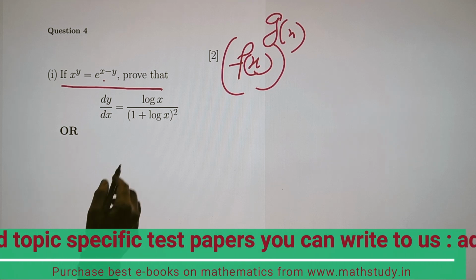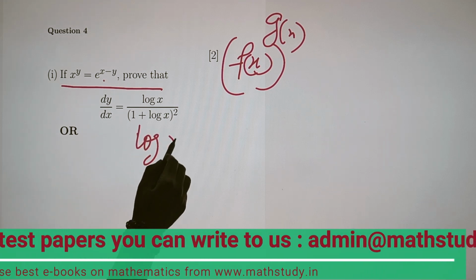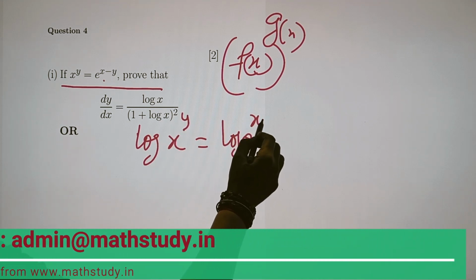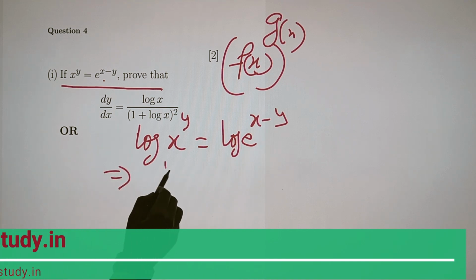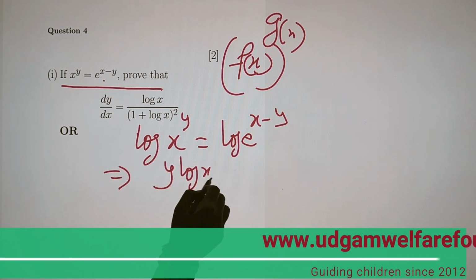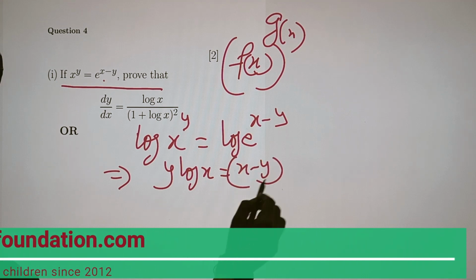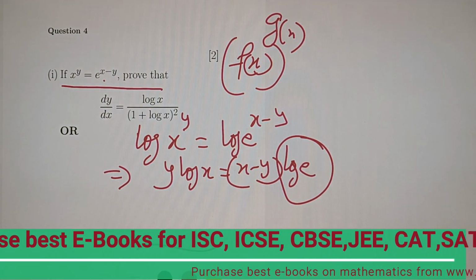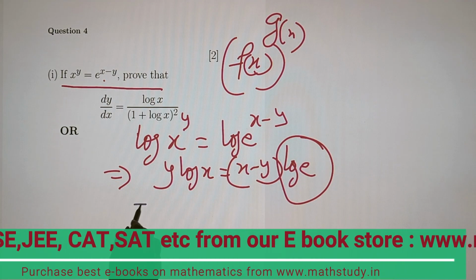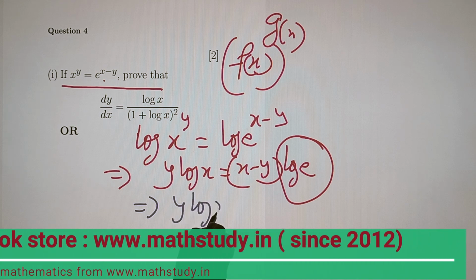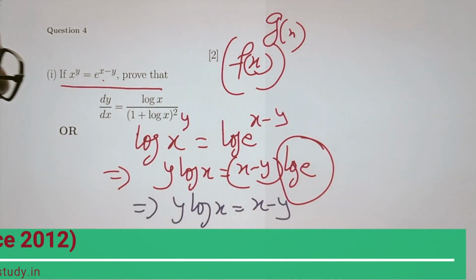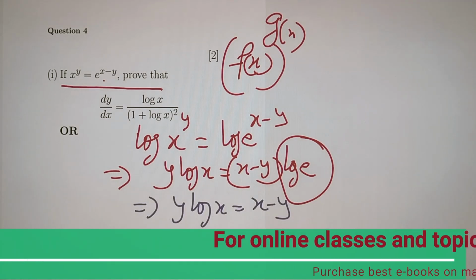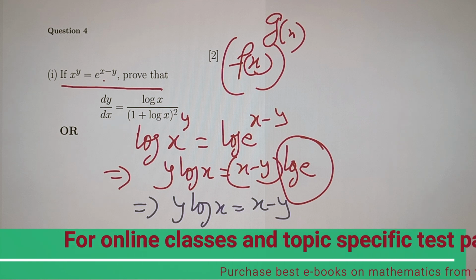So here, by using log both sides, we are going to get log x raised to the power y is equal to log e raised to the power x minus y. This is basically y log x equals to (x minus y) log e, and we know that log e is nothing but 1 here. So what we will get here, we will get y log x equals to x minus y. So how we are going to tackle this question? This is a little bit tricky question and very interesting question.